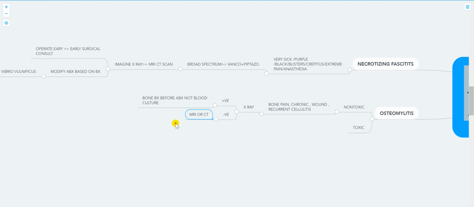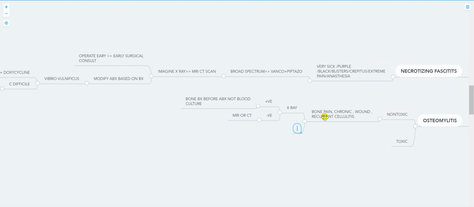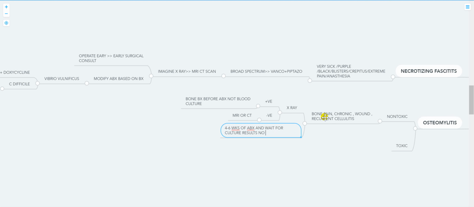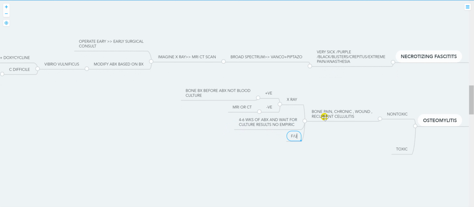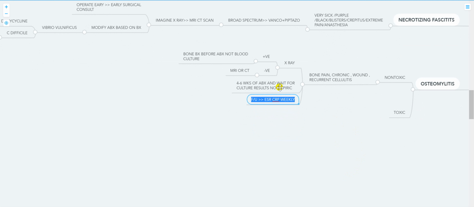And then after that, once we confirm the diagnosis, we do a treatment, usually 4 to 6 weeks of antibiotics, and wait for culture results. No empiric treatment here, okay? That's very important. And then you follow up. The way you follow up is with ESR and C-reactive protein weekly. So you just follow how the inflammation is going. No empiric, that's the keyword here. Very important.